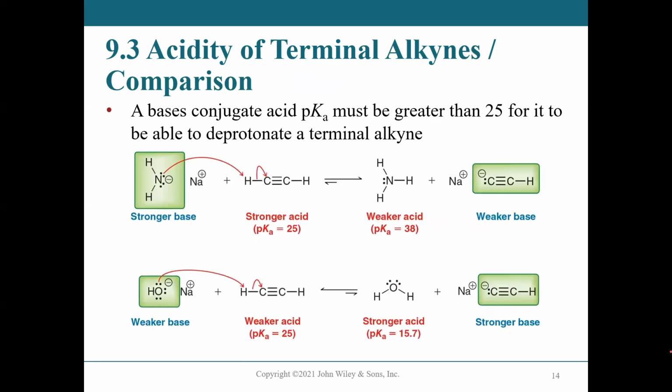So a base's conjugate acid pKa must be greater than 25 for it to be able to deprotonate a terminal alkyne. We can see that this is a stronger base right here. This is a weaker base. It's still deprotonated though. And they're just showing you the different methods of deprotonating this proton from this alkyne.